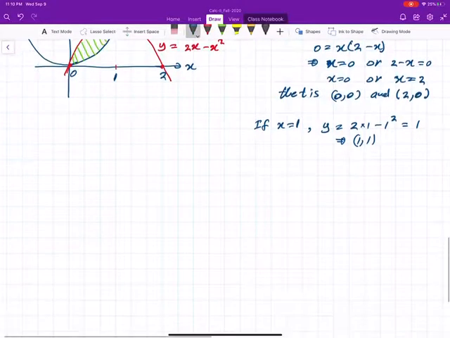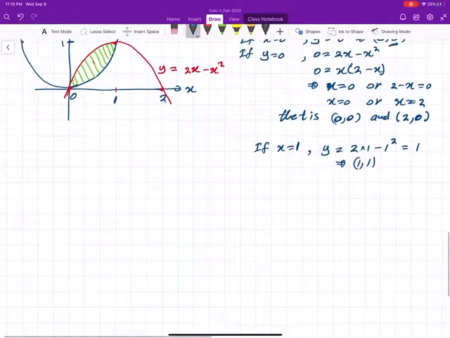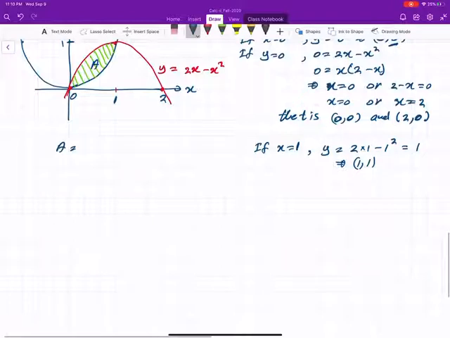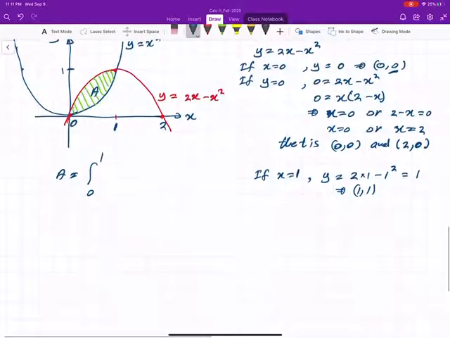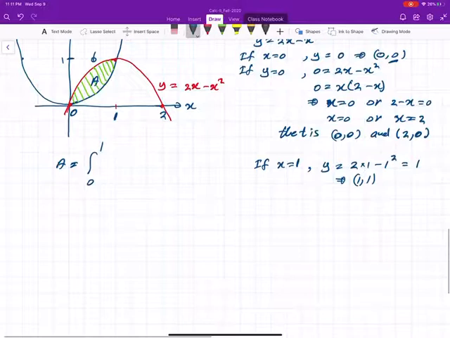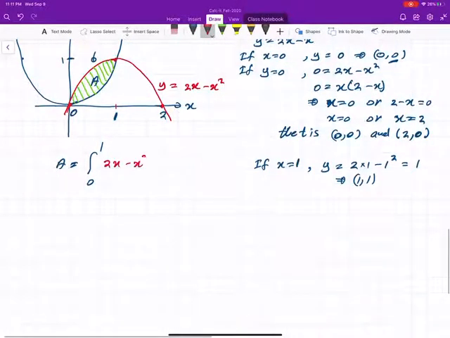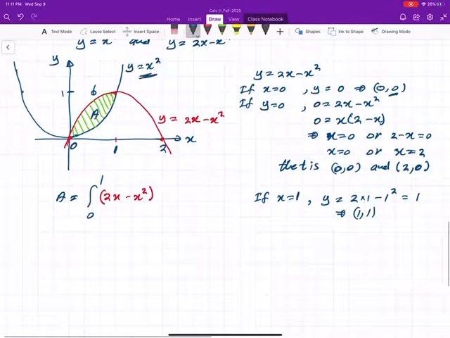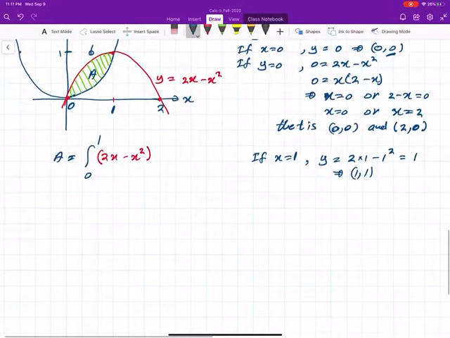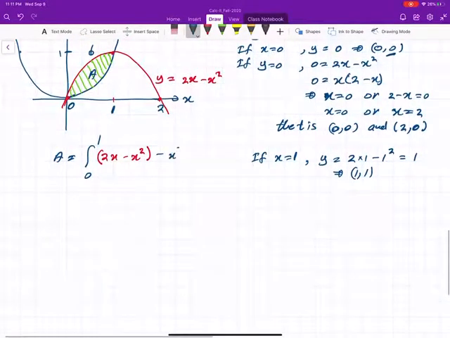Okay, so you write A. Let's say this is A. A equals integration. Here x is 0, here x is 1, 0 to 1. What's the above function? This is the above function, red. Above function should be 2x minus x squared, the below function should be that, which is x squared. Okay, so you have to compute that.